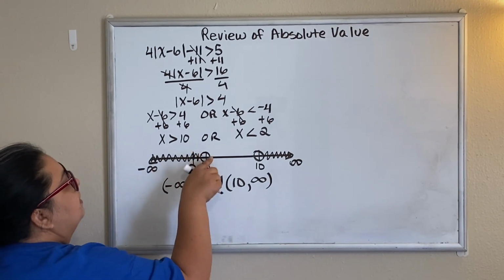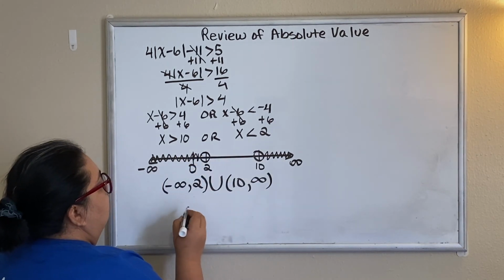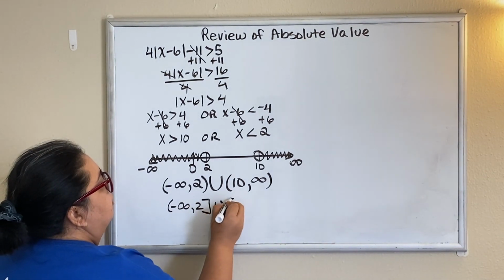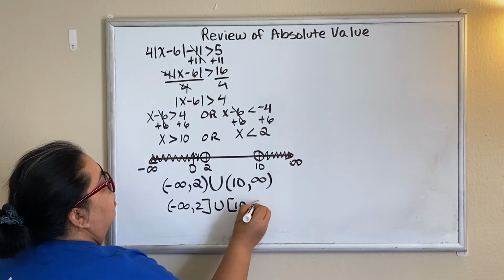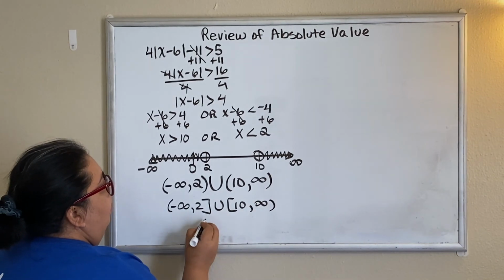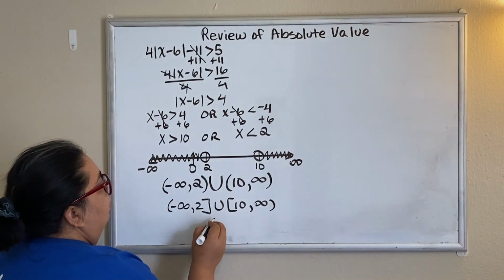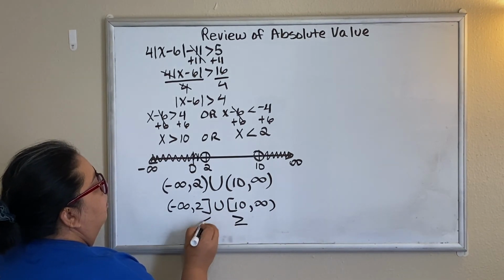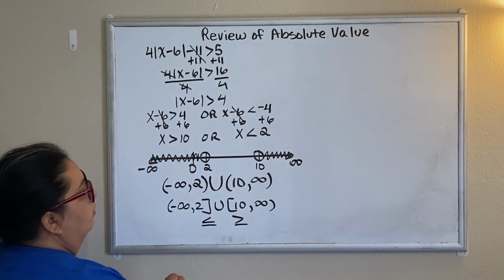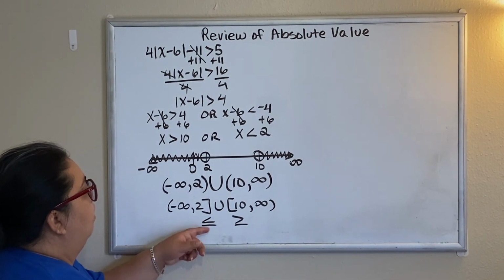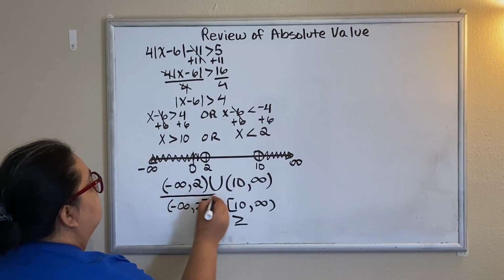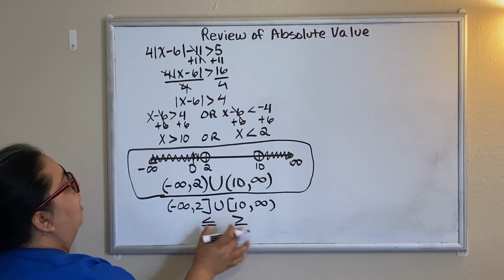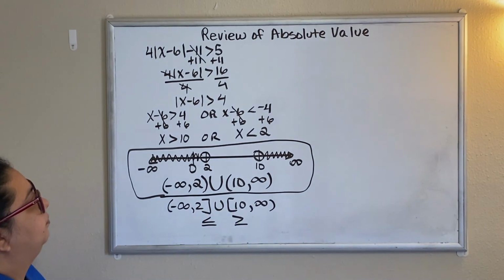So if this had been closed, if it would have been bubbled in, then I would have had negative infinity, comma, 2 bracket, union bracket, 10, comma, infinity. This is when you have the greater than or equal to sign. On the 10, we would have had greater than or equal to. At the 2, we would have had less than or equal to. Okay? So we don't have that. So this is our solution. I just wanted to show you that if you did have that, you would use a bracket.